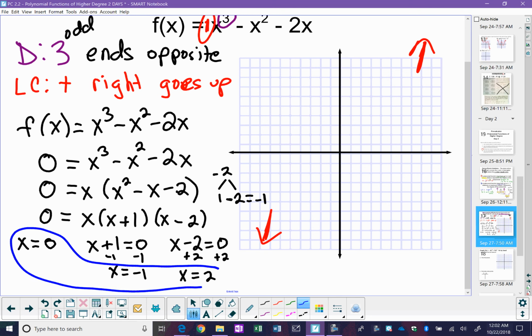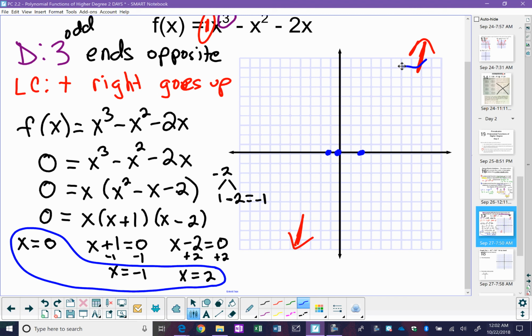And remember, this is going to tell me where my graph crosses the x-axis. So I know it's got to cross at 0, -1, and +2. Okay? So let's go ahead and draw in that graph. Obviously, I'm going to have to move these a little bit, but the ends aren't going to change. They just have to come a little bit closer together.